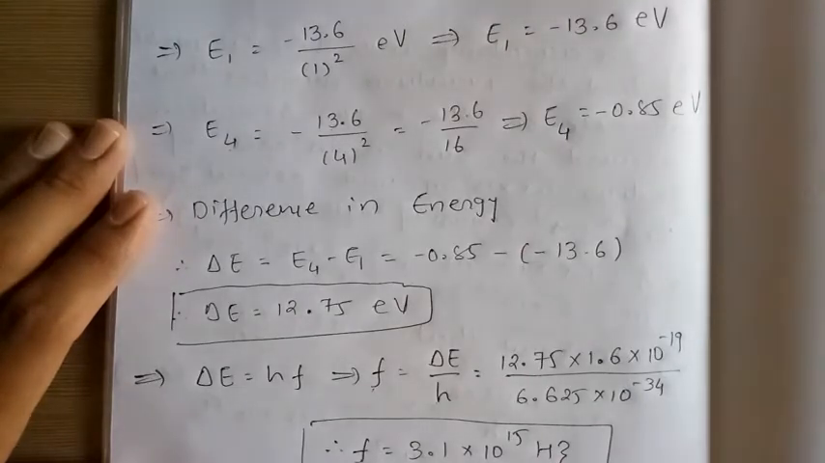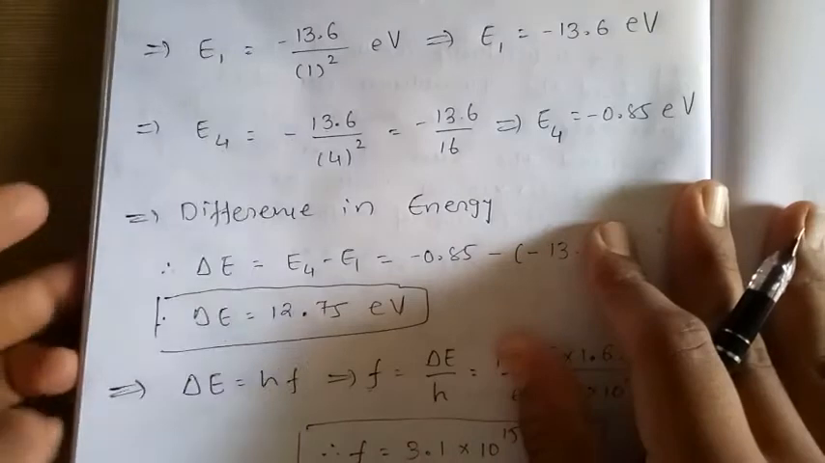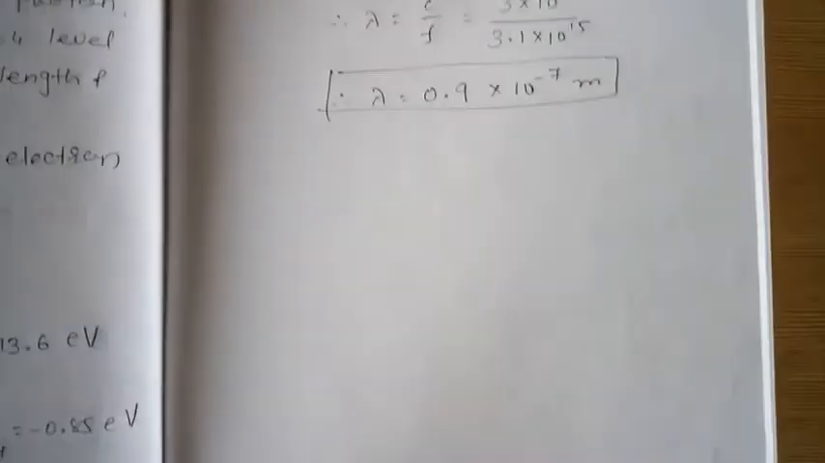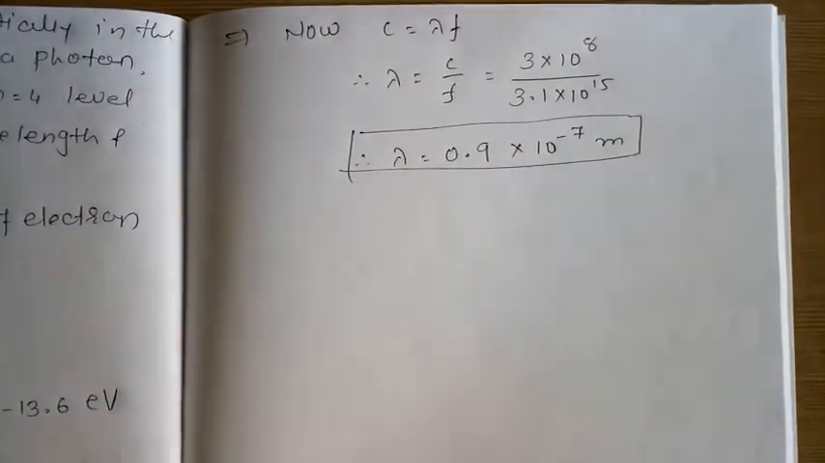Now to find out the wavelength, we know the formula c is equal to lambda f. So lambda is equal to c by f. So we get lambda is equal to 0.9 into 10 raised to minus 7.